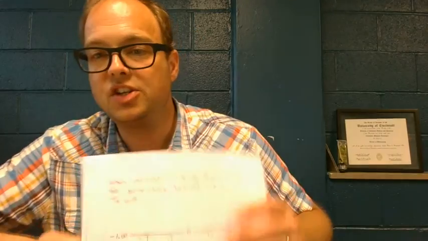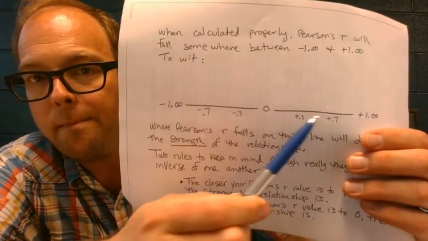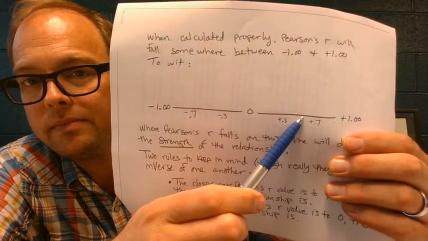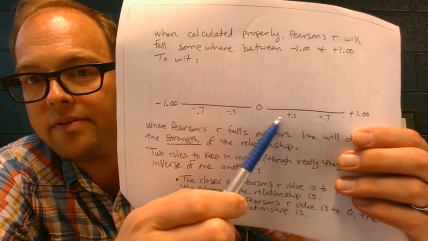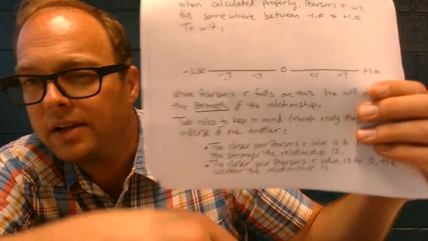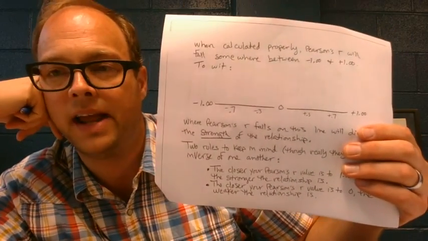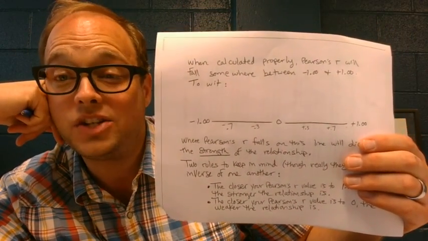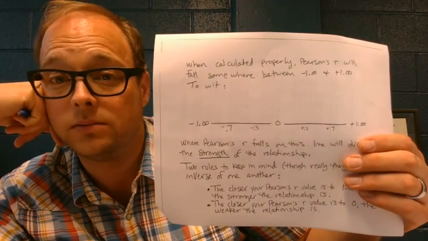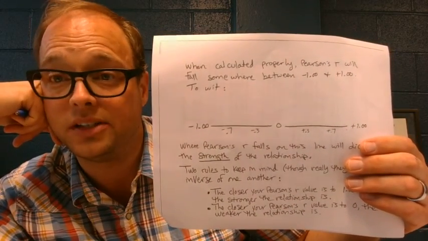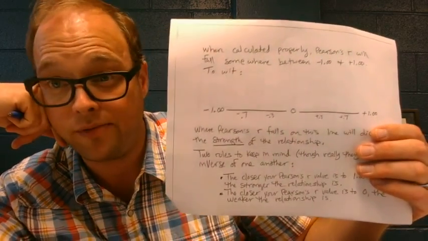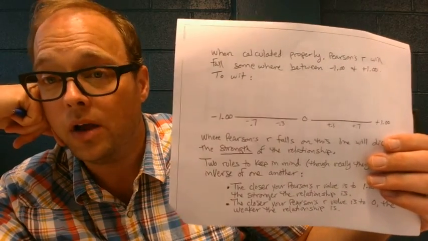Here's another question. Which relationship is stronger, 0.5 or negative 0.4? Look at the number line and think about that one. Which relationship is stronger? 0.5, which would be up here, positive 0.5, or negative 0.4, which would be here. The question I'm going to ask you is, which correlation is closer to 0? Negative 0.4 would be closer to 0, so that would be the weaker relationship. 0.5 would be the stronger relationship.